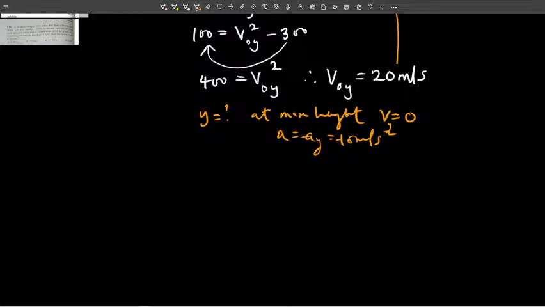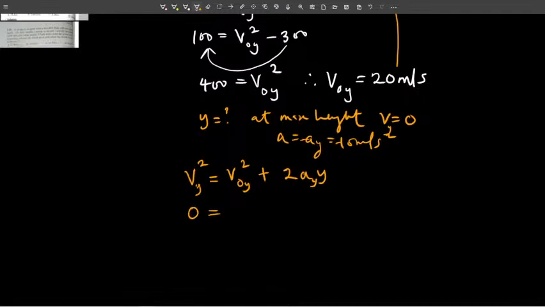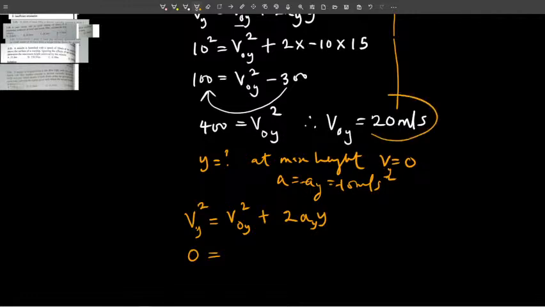So let's solve. We can use the same formula we used up here, which is V squared equals V naught squared plus 2AY. So we have our Y, and our Vy is 0. So 0 equals our V naught, the initial velocity. What's the initial velocity? Now this becomes the initial velocity.